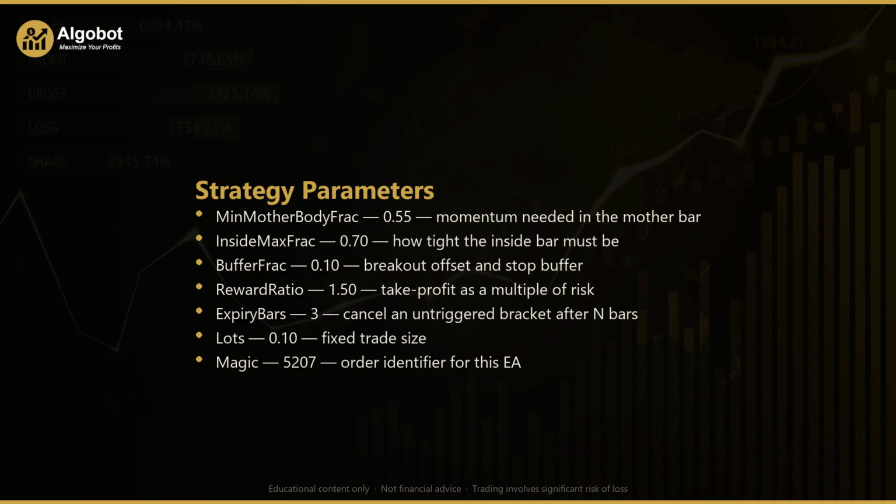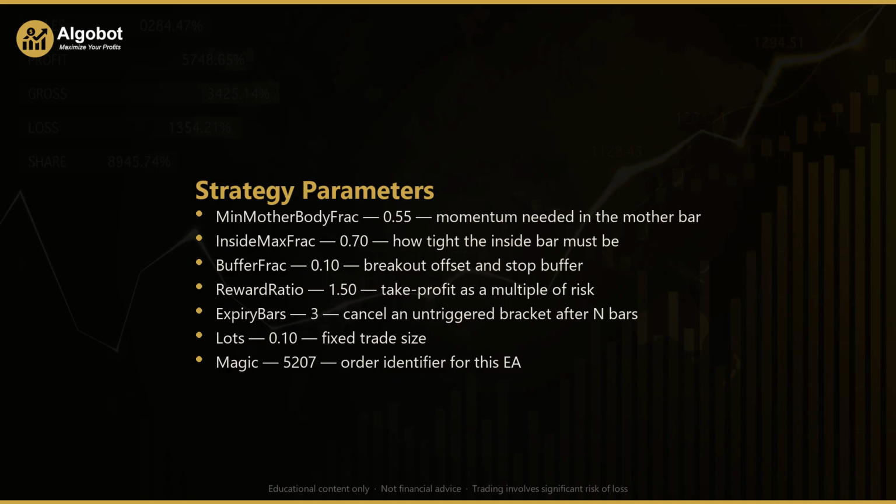The first is minimum mother body fraction, with a default of 0.55. This sets how much momentum the mother bar needs. Its body must be at least 55% of its total range. Raise it towards 0.9 for only the most decisive thrust candles, or lower it towards 0.3 to accept more setups.